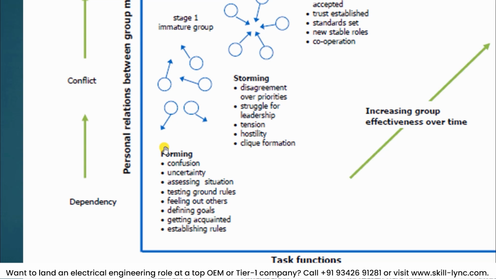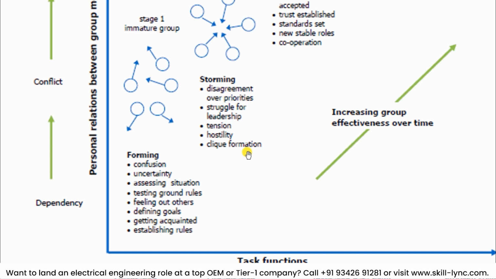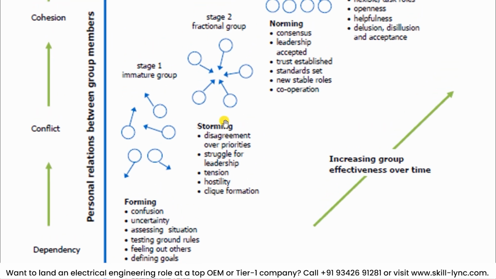In the next stage, in the task functions, you organize for a task so that you understand that this is the task that needs to be executed. This stage is called the storming stage, wherein you'll try to target a single activity. During the storming phase, there will be a lot of disagreement over the current priorities. One group will say one task needs to be prioritized over the others, because obviously you're all working on the same project, but still the tasks might get different priorities.